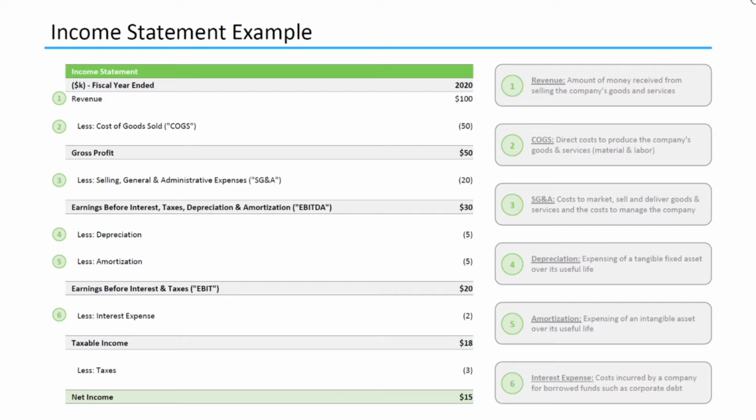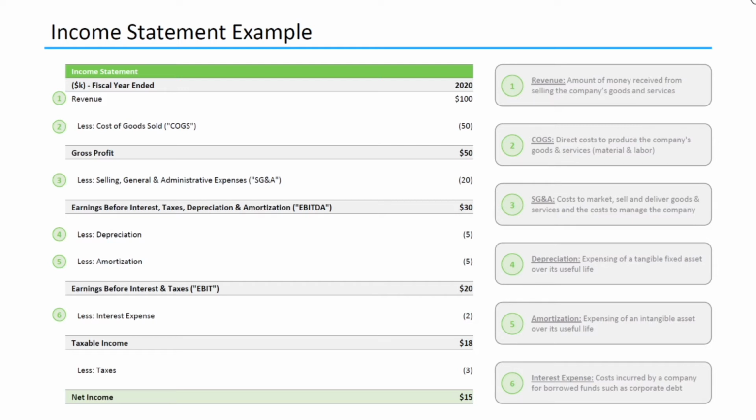So the first line item or row that you'll typically see is revenue. And revenue outlines the amount of money received from selling the company's goods and services. Now the second line item you'll typically see is cost of goods sold. And this outlines the direct cost to produce a company's goods and services, which usually include material and labor. When you subtract cost of goods sold from revenue, you arrive at our first profitability metric, which is gross profit.